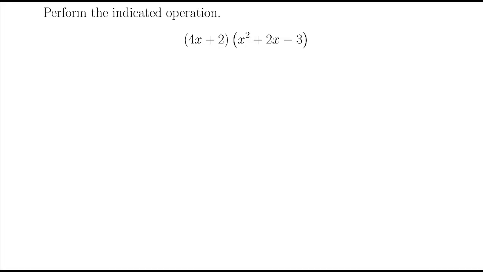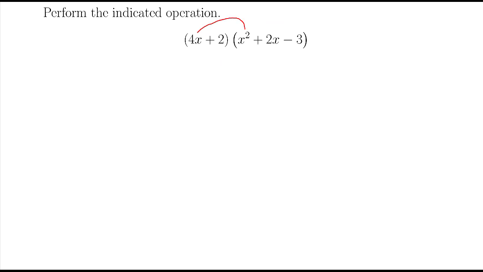Okay, let's multiply 4x plus 2 times x squared plus 2x minus 3. This 4x has to be distributed to all three terms here, and then we're going to do the same with the 2, multiply it times all three terms. That's going to give us a total of 6 terms that we're going to have to deal with. Okay, so let's get started.